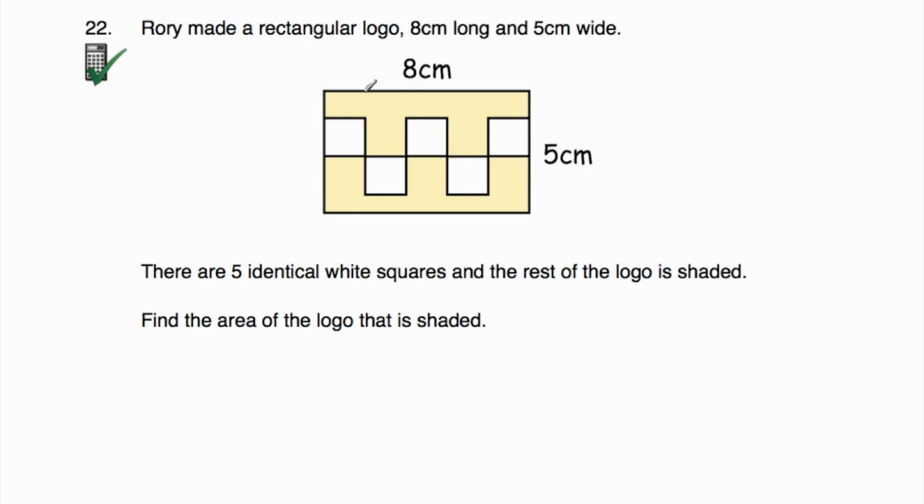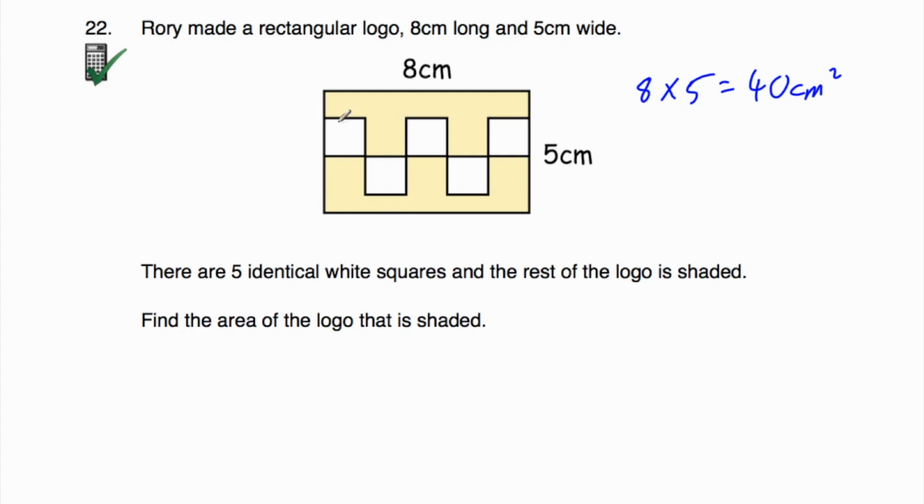Okay, so first of all, we can find out the area of the whole rectangle. That's going to be 8 multiplied by 5, which is equal to 40 centimeters squared. So the area of the whole rectangle is 40 centimeters squared. But we want to find the shaded area, this yellow area. So what we want to do is find the area of the 5 squares and take them away from 40 to see what's left, and then that will be our answer.